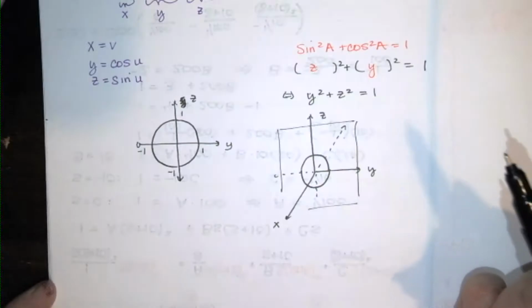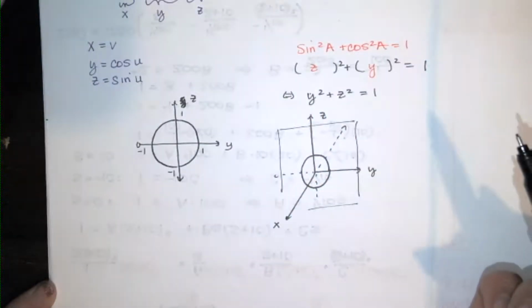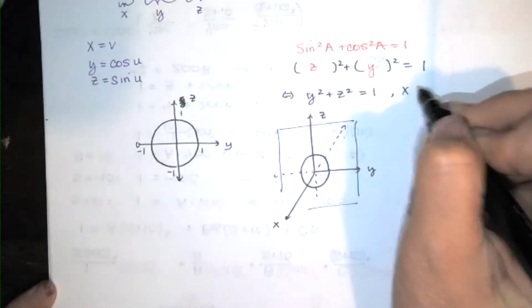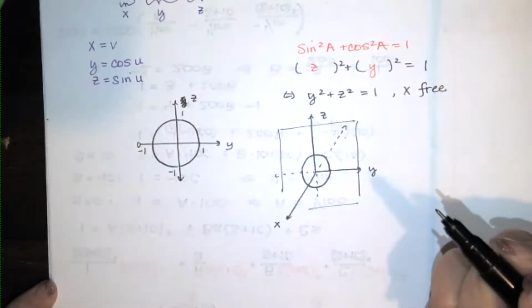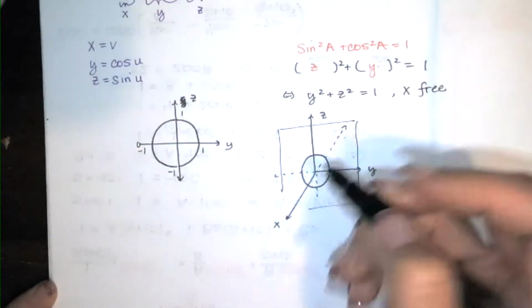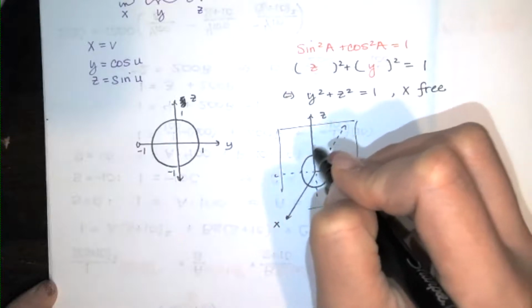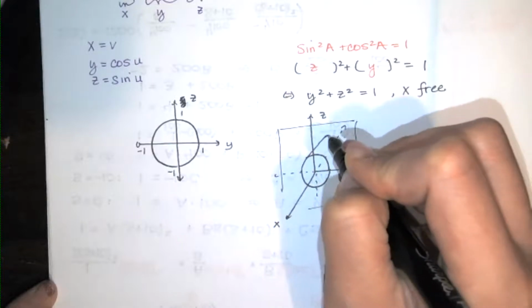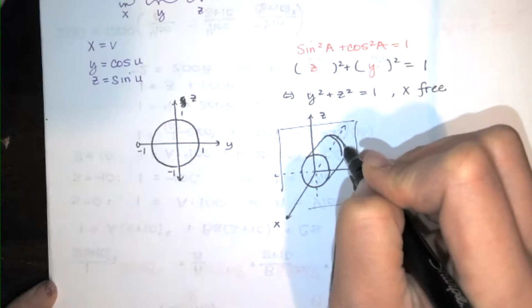But this is true no matter what x is. Here, x is free to be anything. So this is a cylinder. So we'll have y squared plus z squared equals 1 when x is 0. We'll have y squared plus z squared equals 1 when x is -2. So I would see that same circle back here.